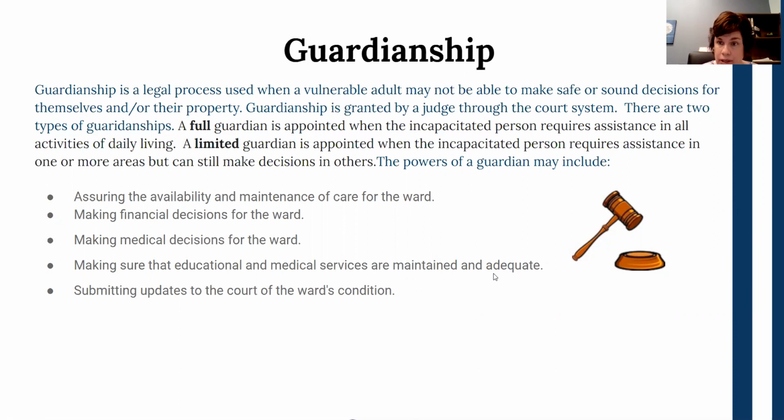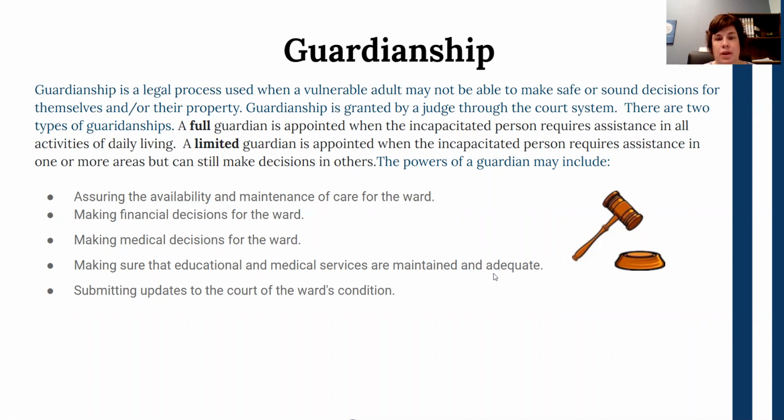Guardianship is always granted through a court of law. A lot of parents tend to think that they just can continue, because they are the mom or the dad, to continue making those decisions for their child. But in actuality, they need to go through a court of law to be able to legally make those decisions. There are two types of guardianship. A full guardian is appointed when the person requires assistance in all areas of daily living. And then a limited guardianship is appointed when a person requires assistance in a couple areas, but not everything in the person's life.